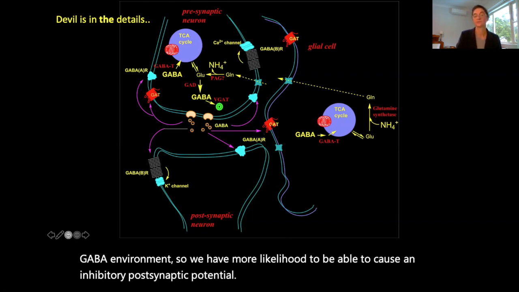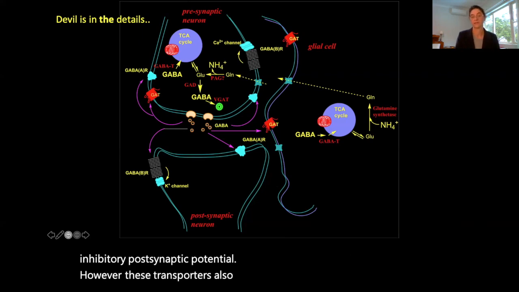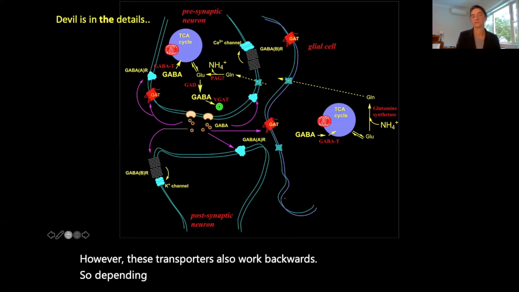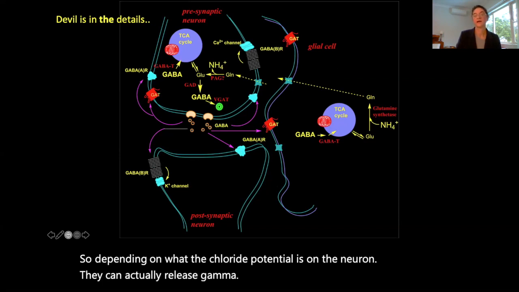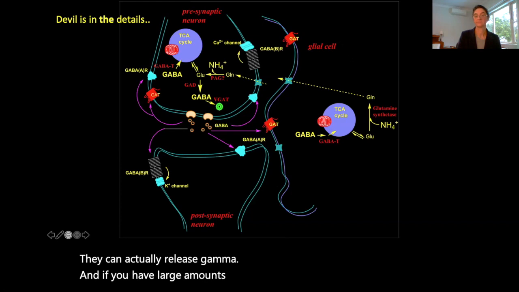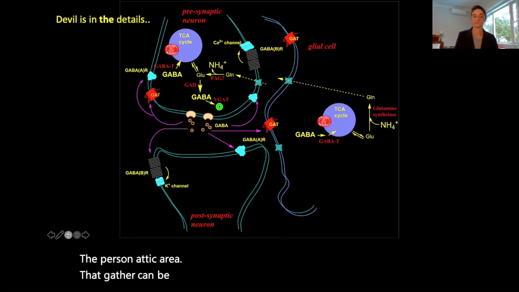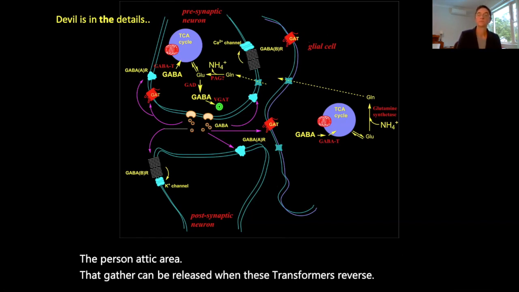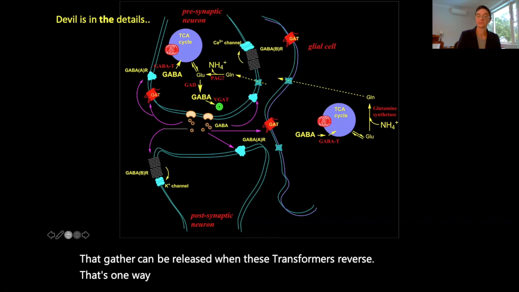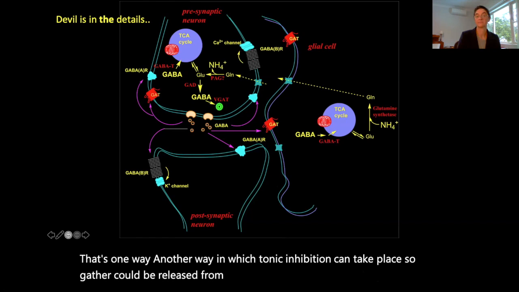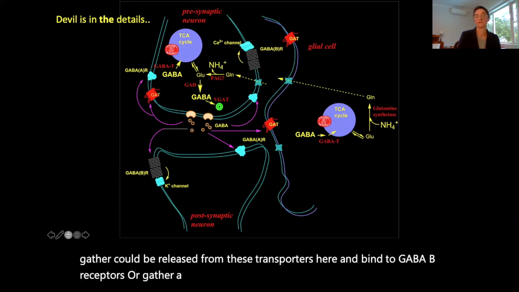However, these transporters also work backwards. So depending on what the chloride potential is on the neuron, they can actually release GABA. And if you have large amounts of GABA sitting in the synapse or sitting in the perisynaptic area, that GABA can be released when these transporters reverse. And that's one way in which tonic inhibition can take place. So GABA could be released from these transporters here and bind to GABA B receptors or GABA A receptors, which are not in the synapse.